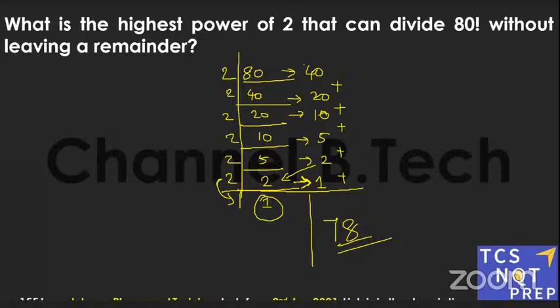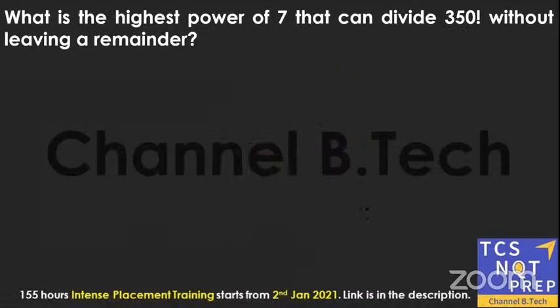Okay. Now let us go to the next part of our video. This is the question which I gave in the intro, right? 350 factorial. The highest power of 7 that can divide 350 factorial.